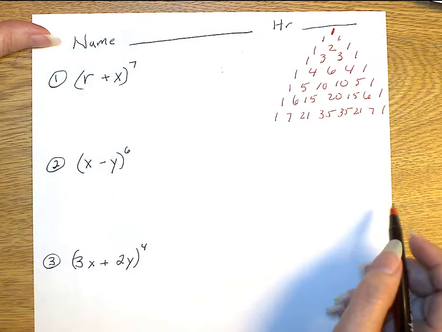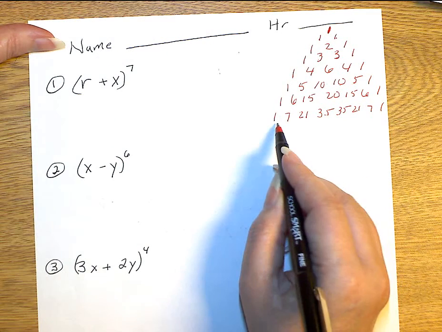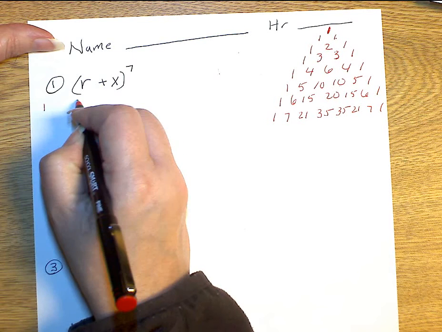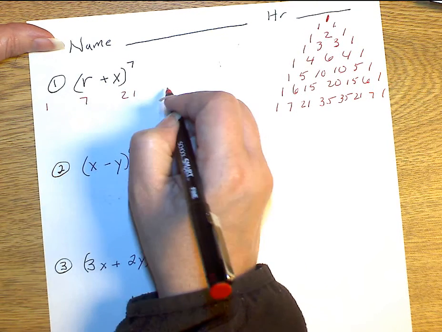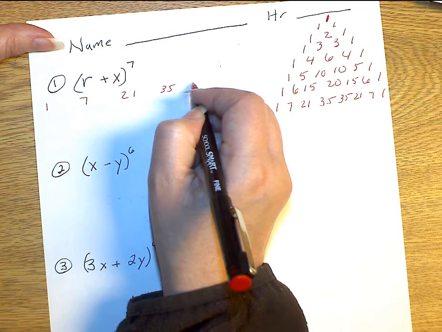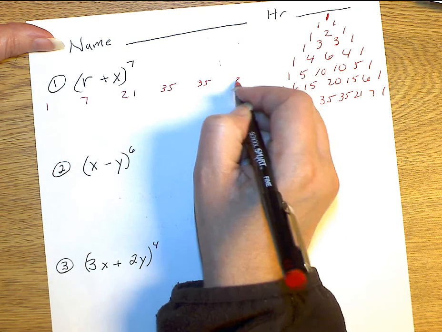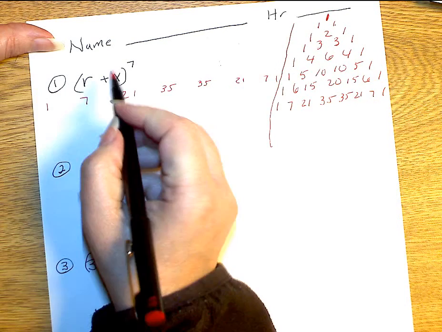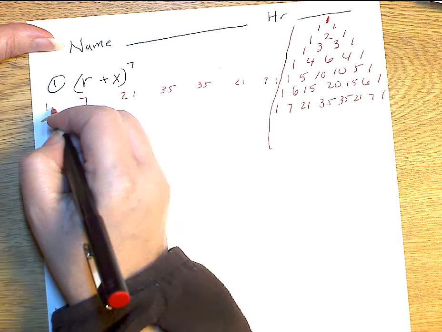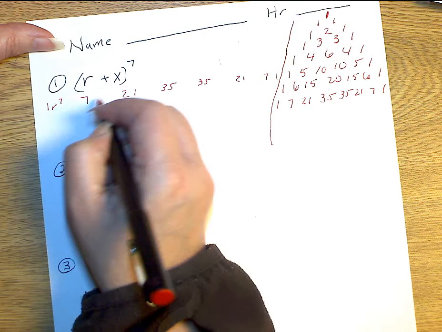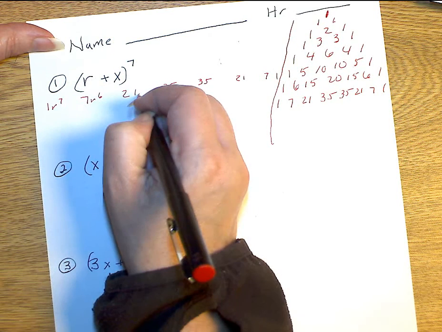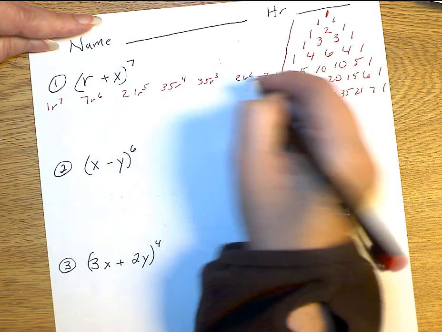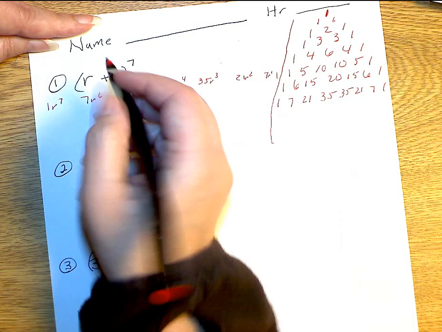Alright, if you're not done, do it with me. The first thing you had to do is put your coefficient. So you have 1, 7, 21, 35, 35, 21, 7, and then 1. Then your second one you have is R's. So you go R7, R6, R5, R4, R3, R2, R1, no R's. And then you do your X's.